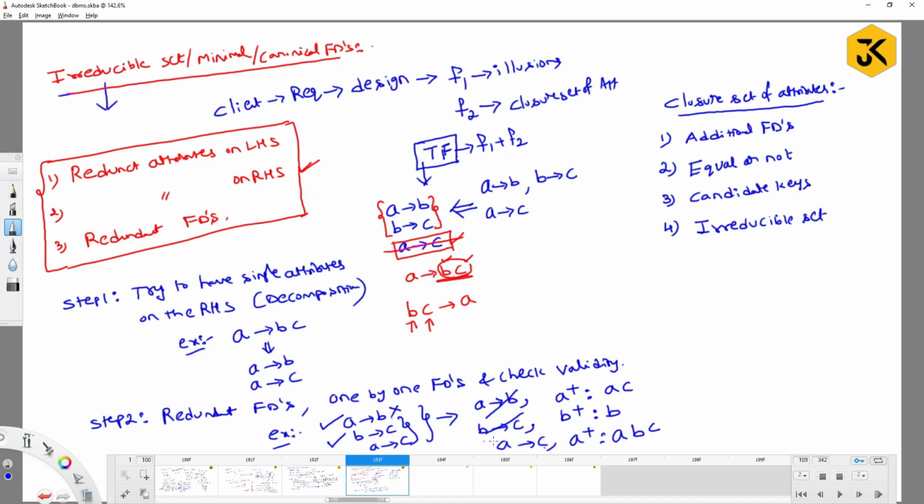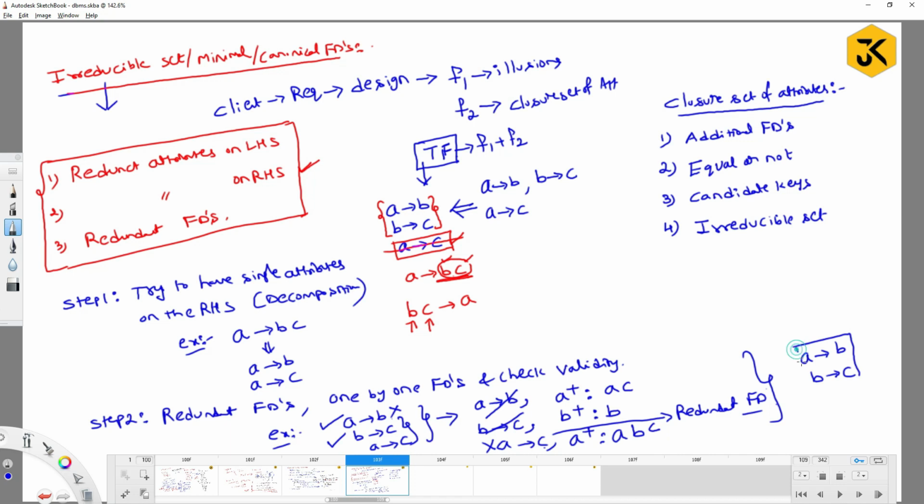It means that it is not required. So I can say this is a redundant FD, and I can remove this one. Once I remove this one, what is your final set? A determines B and B determines C. Right? This is my functional set.